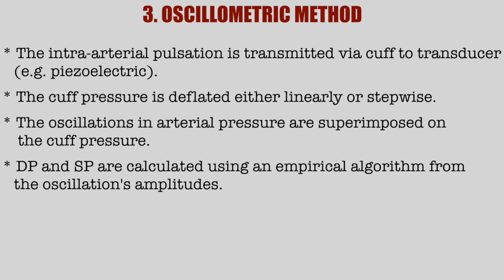Now, coming to the third indirect method of blood pressure measurement, that is the oscillometric method. In the oscillometric method, the intra-arterial pulsation is transmitted via the cuff to the transducer. For example, the transducer is generally a piezoelectric transducer. The cuff pressure is deflated either linearly or stepwise. The oscillations in arterial pressure are superimposed on the cuff pressure. Diastolic pressure and systolic pressure are calculated using an empirical algorithm from the oscillations' amplitude.